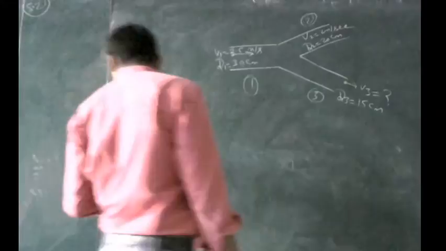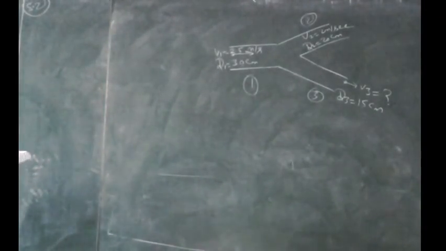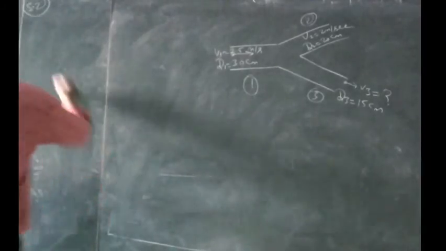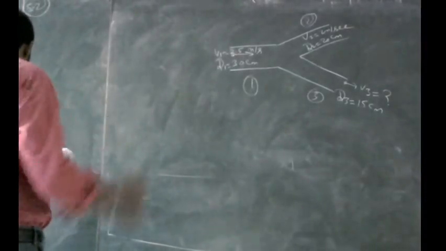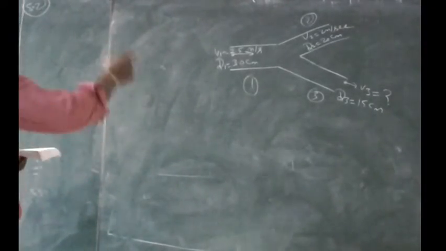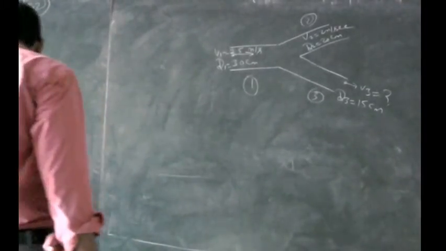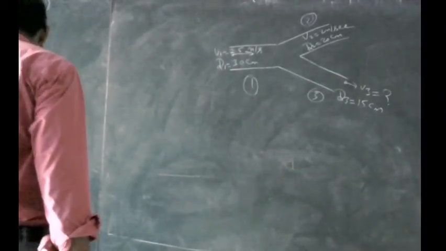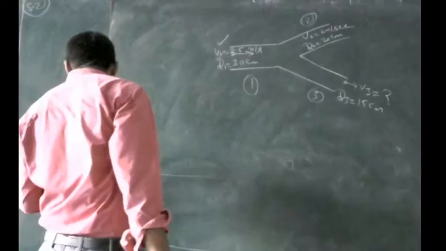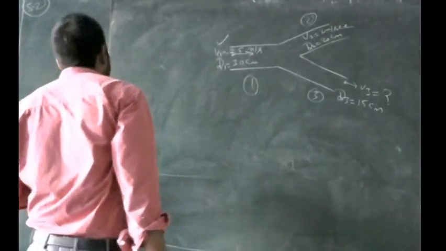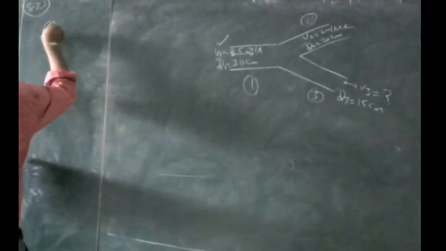Question is that a 30 centimeter diameter pipe conveying water is branched into two pipes of 20 centimeter and 15 centimeter respectively. If the average velocity in the 30 centimeter pipe is 2.5 meter per second, find the discharge in this pipe, that means Q1.